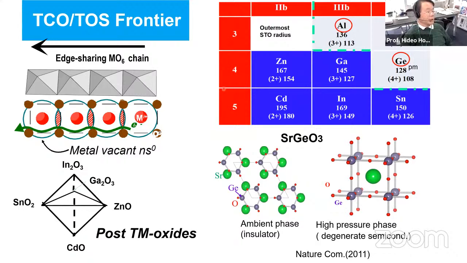Here I'll show one example: strontium germanate. This is well known as a dielectric material, an insulator. Strontium germanate has two polymorphs. One is the ambient phase, with octahedral coordination around the germanium. This is an insulator. The other phase is a perovskite. But the important thing is that this is a cubic perovskite, so the bond angle germanium-oxygen-germanium is pi, 180 degrees. So we focus on the cubic perovskite. Cubic perovskite is very important.